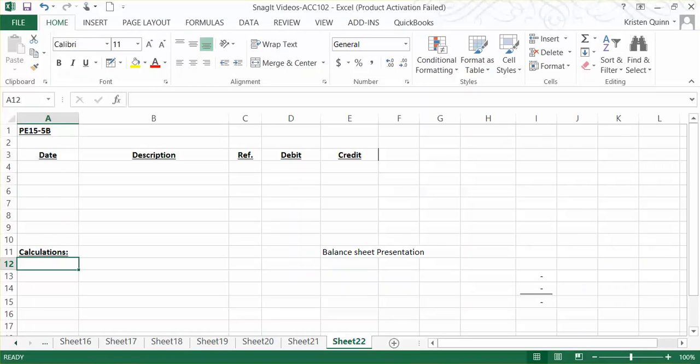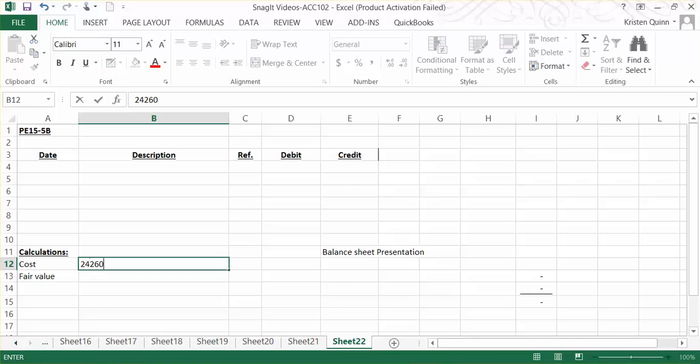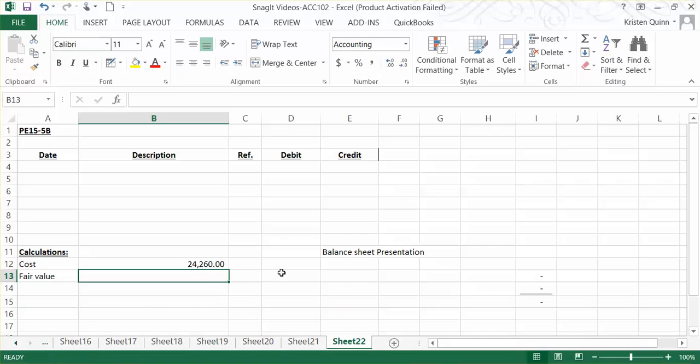So the first thing that we need to do is compare our cost to our fair value of our investments. So as of our balance sheet date, which is December 31st, 2014, they tell us that our cost for our available for sale securities was $24,260, meaning that is what we paid for all of our investments that we've classified as available for sale.